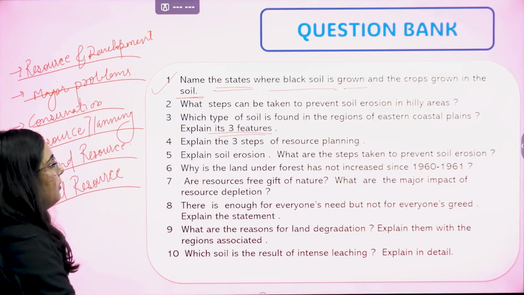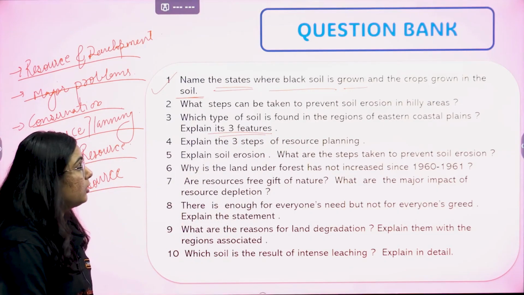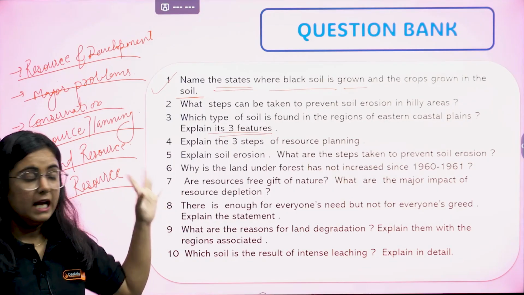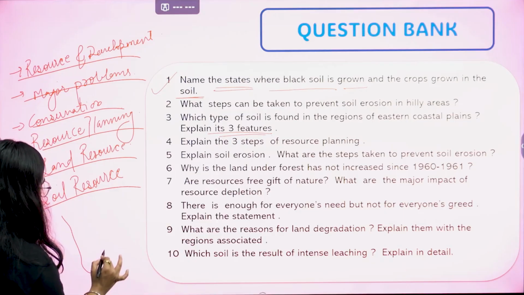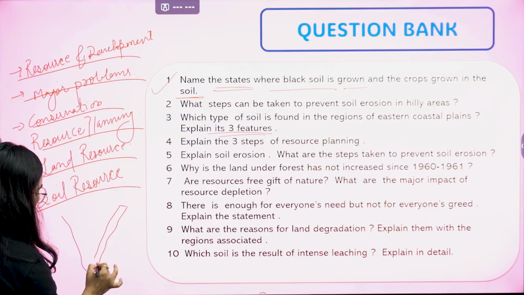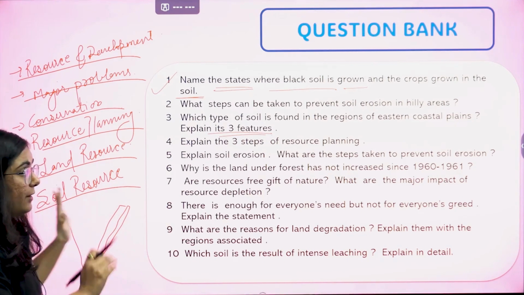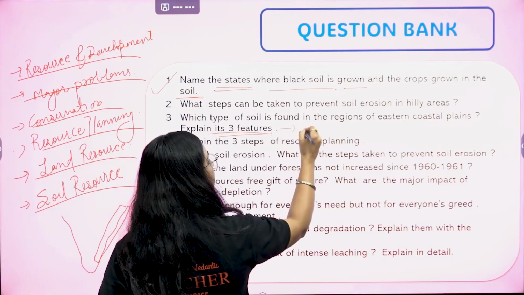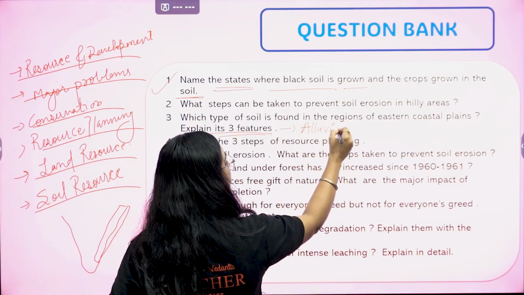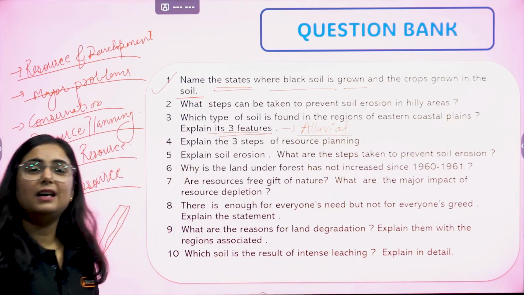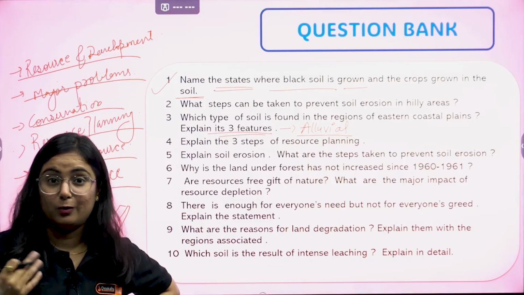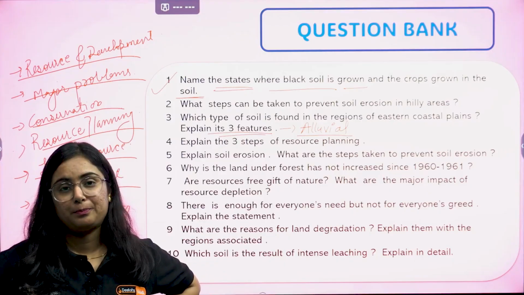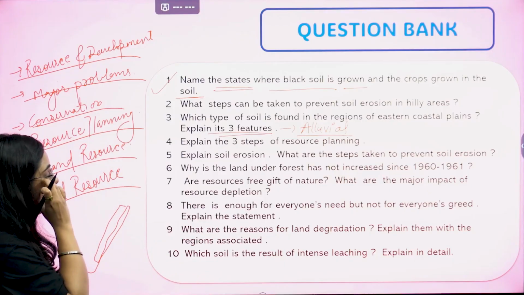Which type of soil is found in the region of the eastern coastal plain? Explain its three features. Now this is a tricky question. They are asking about the eastern coastal plain, which is like a peninsula. Which type of soil is found there? When I was teaching you alluvial soil, I told you to focus that it is found in the eastern coastal plain. So basically you are asked the three features of alluvial soil. This is how they frame it, because they want to see whether you are doing application learning or not. This is the way they ask questions.